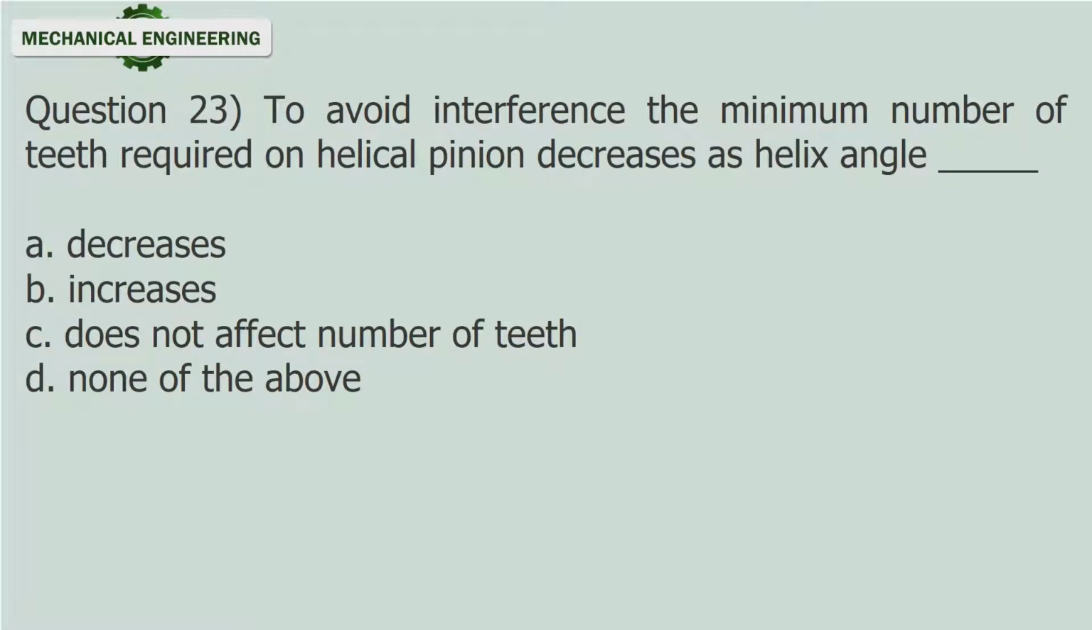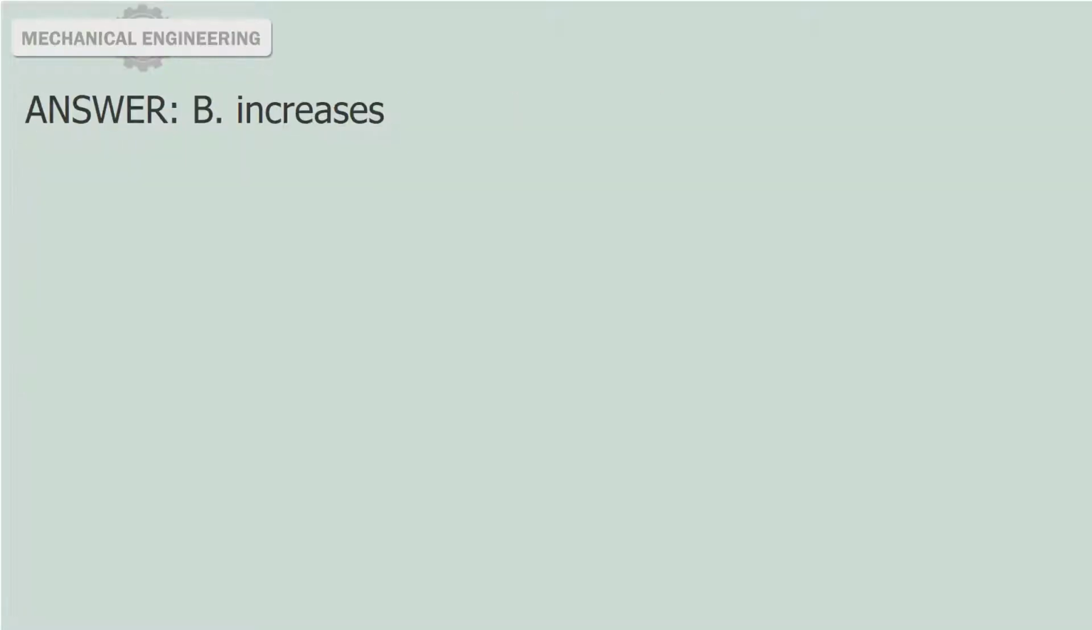Question 23. To avoid interference, the minimum number of teeth required on helical pinion decreases as helix angle, fill in the blank. A. Decreases. B. Increases. C. Does not affect number of teeth. D. None of the above. Answer: B. Increases.